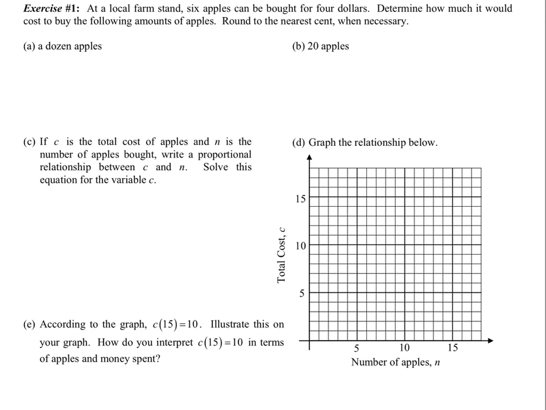So let's look at exercise 1. At a local farm stand, 6 apples can be bought for $4. Determine how much it would cost to buy the following amounts of apples, rounding to the nearest cent when necessary. So we know that for $4 you can buy 6 apples, and we want to know how much it would cost if you have 12 apples.